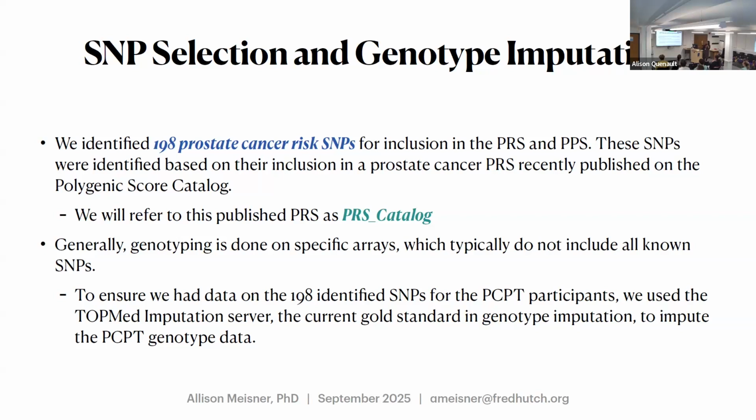And we found these SNPs based on a recent polygenic risk score published on the Polygenic Score Catalog. The Polygenic Score Catalog, if you've never used it, for every polygenic score, includes the list of SNPs and the weights for each that were published, generally based on some large GWAS. And so we refer to this published PRS, those SNPs plus their published weights, as PRS catalog.